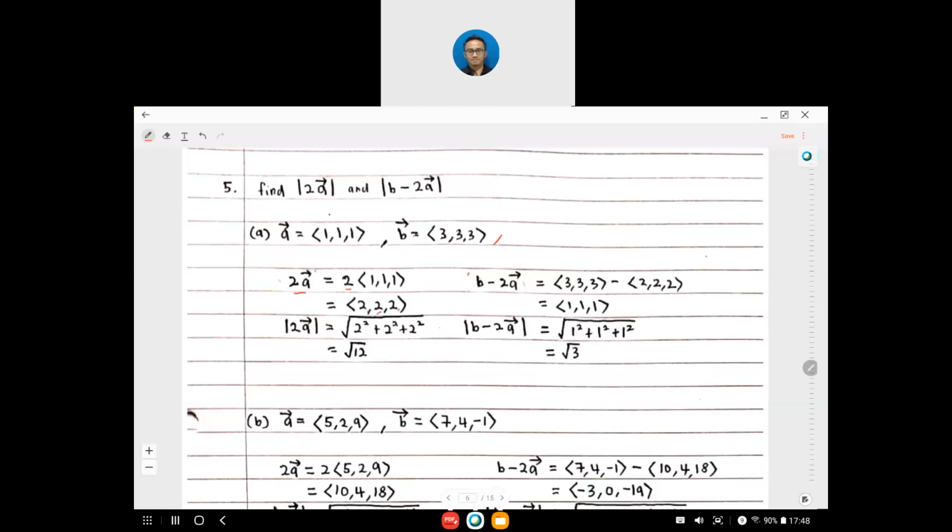And then magnitude of 2A equals the square root of 2 squared plus 2 squared plus 2 squared. And then this one you can get square root of 12. Okay, also the same thing for vector B minus 2A. Okay, B minus 2A.